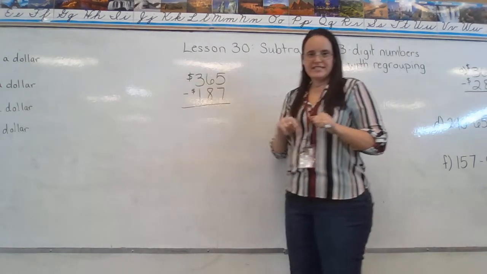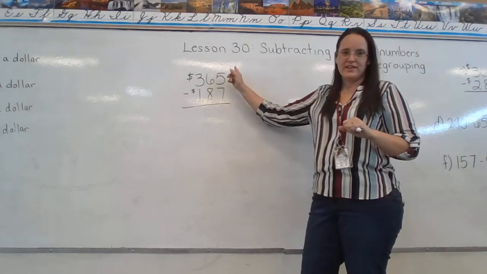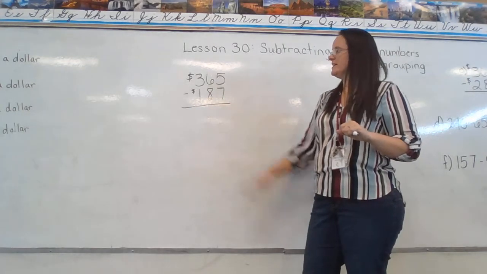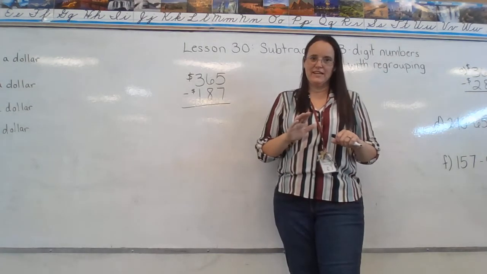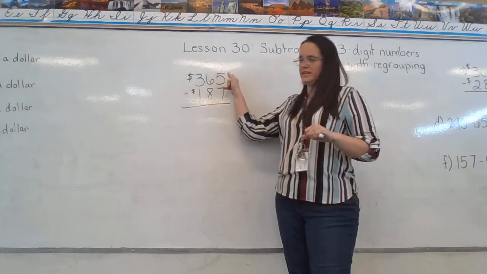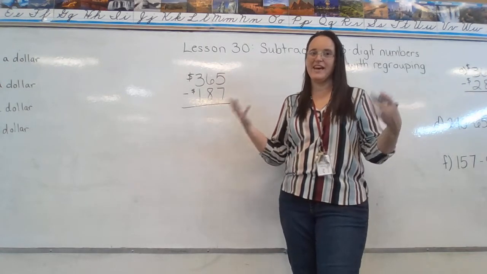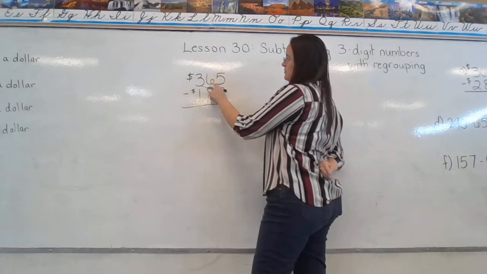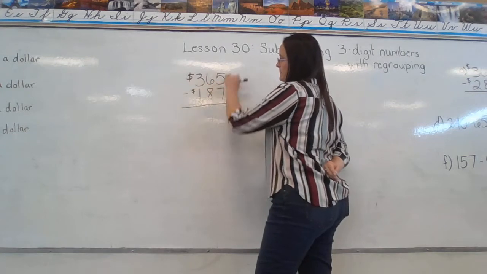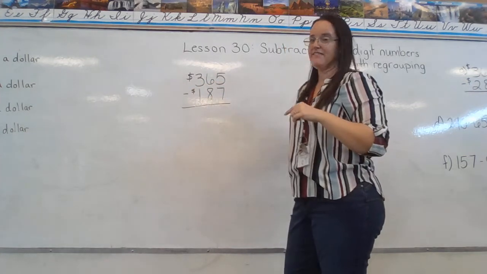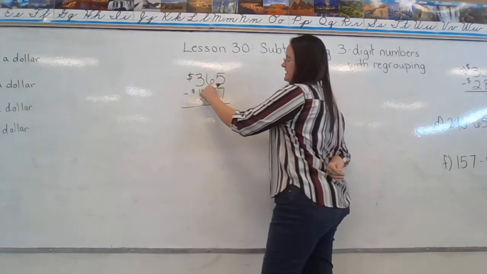We have $365 minus $187. And you guys know we start with our ones. So if I have $5, can I give you 7? I have 5 ones. They want me to take away 7 ones. Can't do that. So right away here we have to regroup. We're going to go to the tens that we have. Remember this top number. This is the number we have, and this is the number we're taking away. So go to the tens that we have.